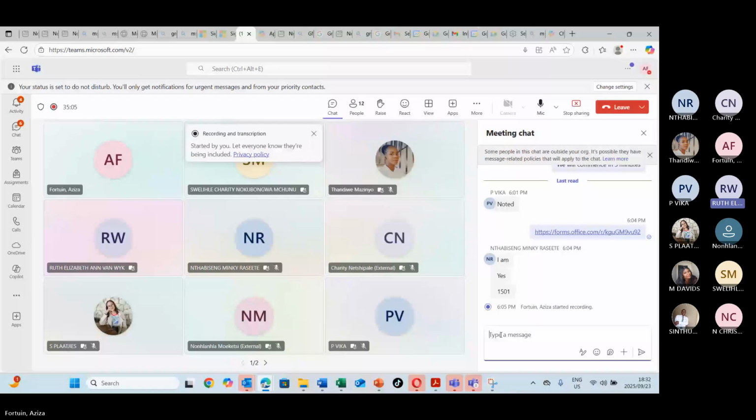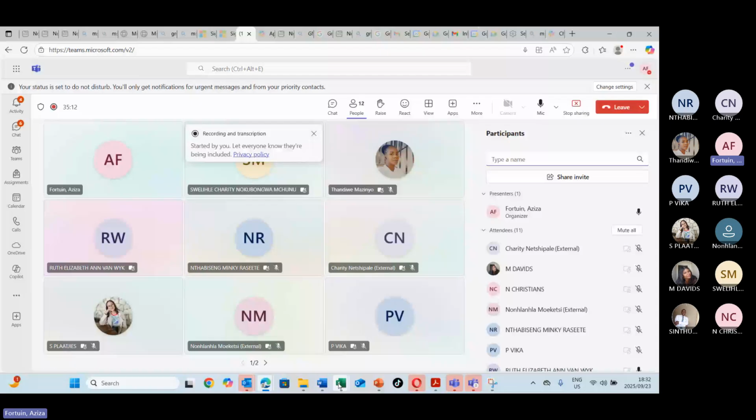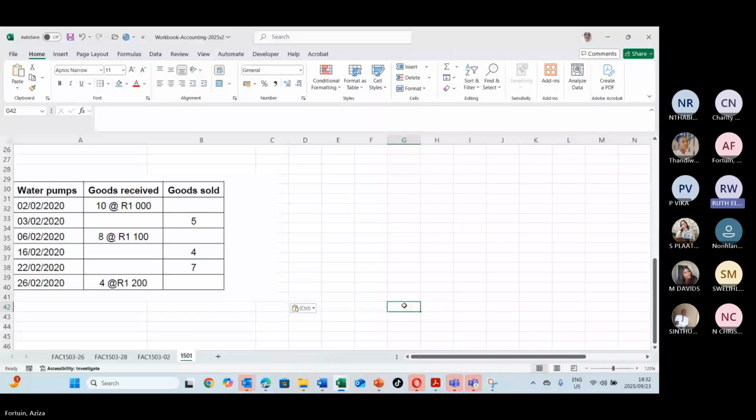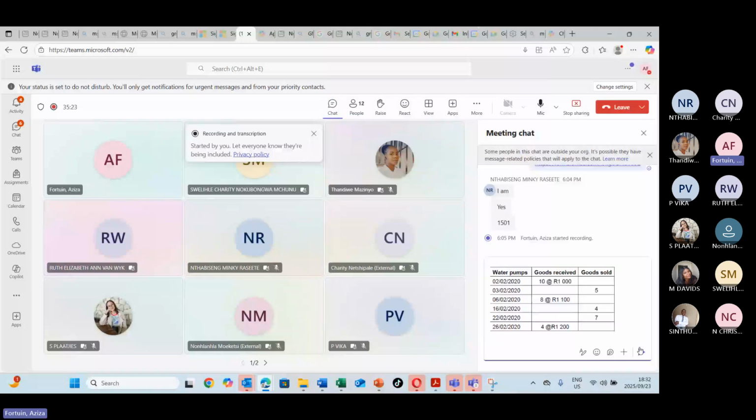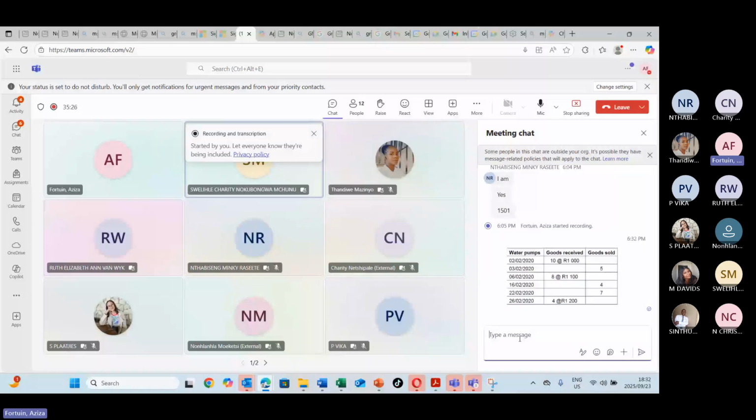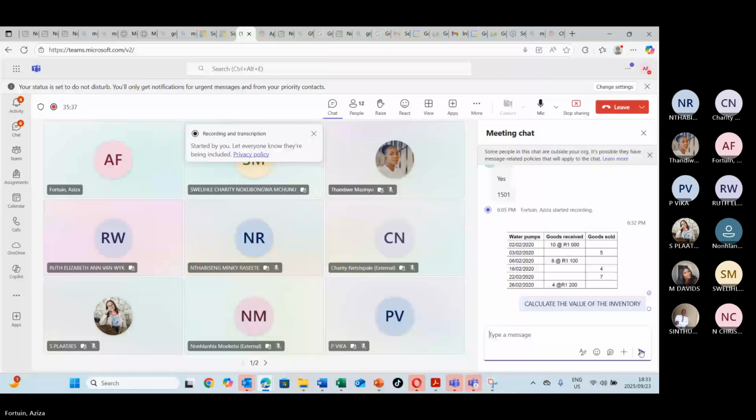Can we see the question, please? Okay, can you see that? Let me just post it in the chat. So you want cost of sales, right? The cost price. I want to know what the value of the inventory is. Let me just say calculate the value of the inventory. Okay. You guys good? You can actually work this out on common sense.